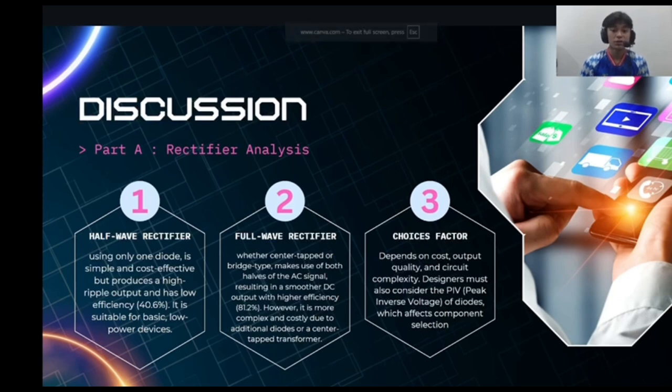Hi, my name is Muhammad Abdul Malik, and I want to present about our discussion. Our discussion has two parts, part A and part B. First is part A. Part A is rectifier analysis. Rectifiers are essential in converting AC to DC. There are two main types we studied: half wave and full wave.